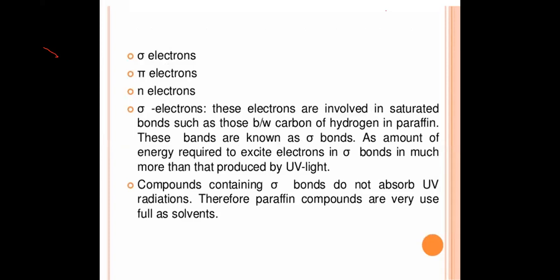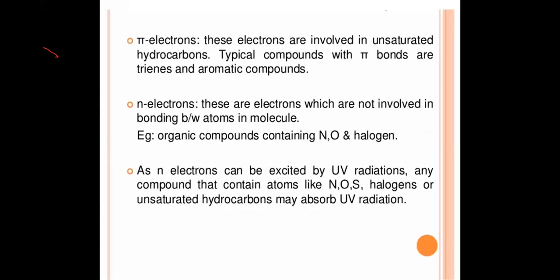So as per our previous discussion, different types of electrons are involved. Say for example, the sigma electrons, pi electrons, and the non-bonded electrons are involved in the bonding in the structure of atoms or molecules. So based on this, the electronic transitions are classified. Pi electrons are present in unsaturated hydrocarbons, double bonds or triple bonds, or aromatic compounds. n electrons are present in some organic compounds containing, for example, nitrogen, oxygen or halogens.